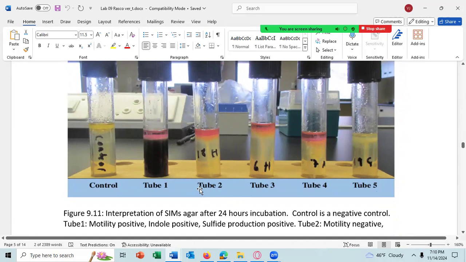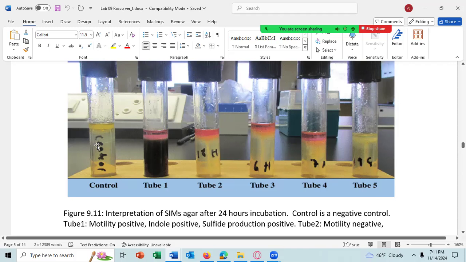Sulfur being produced, if sulfur is produced, you see black. Indole, if indole is produced, you add Kovacs reagent and it will turn pink, red. So all of these are indole positive. This one and that one are indole negative. That one is also hydrogen sulfide negative. And then we're looking at motility.